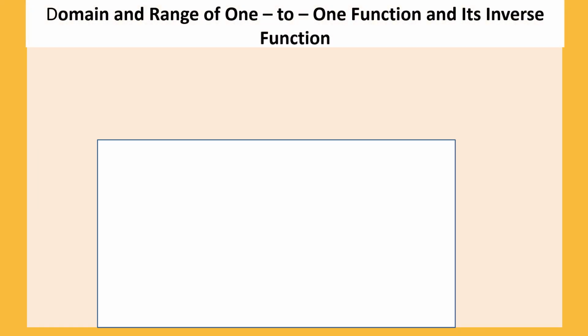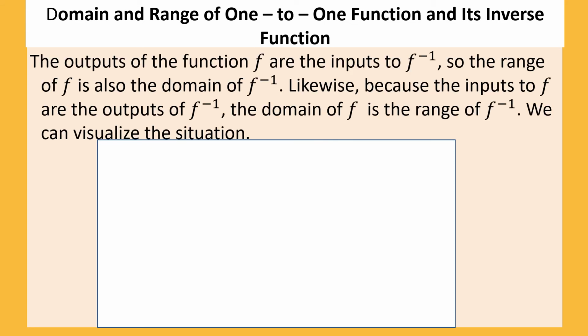Next is domain and range of one-to-one function and its inverse function. So, the outputs of the function f are the inputs of f raised to the negative 1. Ang ibig po sabihin nito, yung mga output o yung mga values ng y dito sa ating original function ay mga input dito sa ating or values ng x dito sa ating inverse function. So, the range of f is also the domain of the f raised to the negative 1. So, ang ibig daw sabihin, yung range ng inyo pong original function ay domain ng inyo pong inverse function.